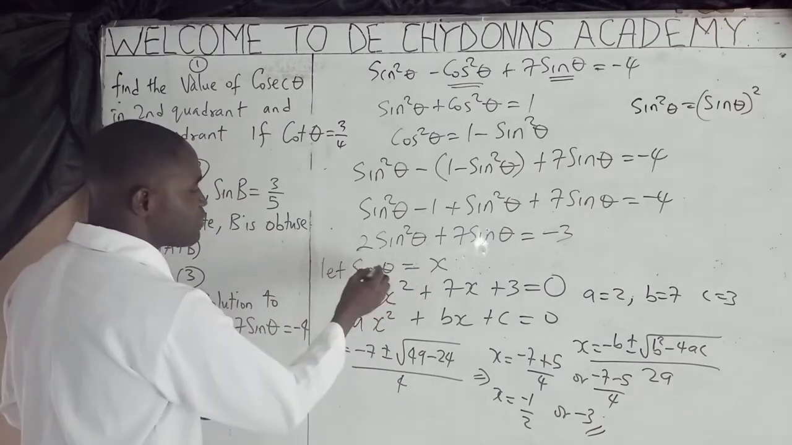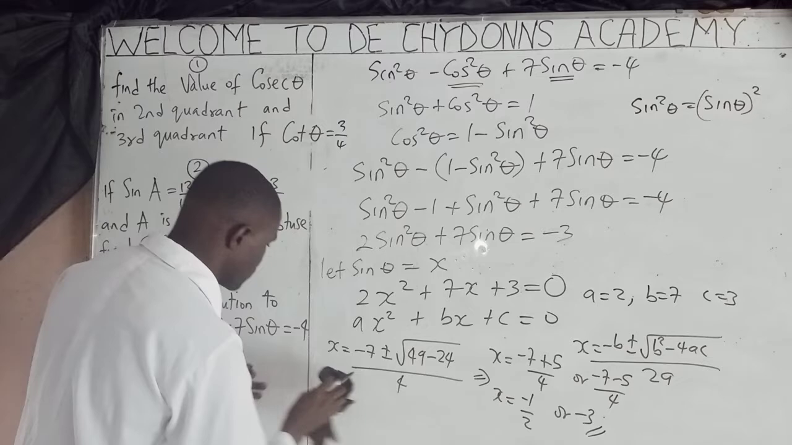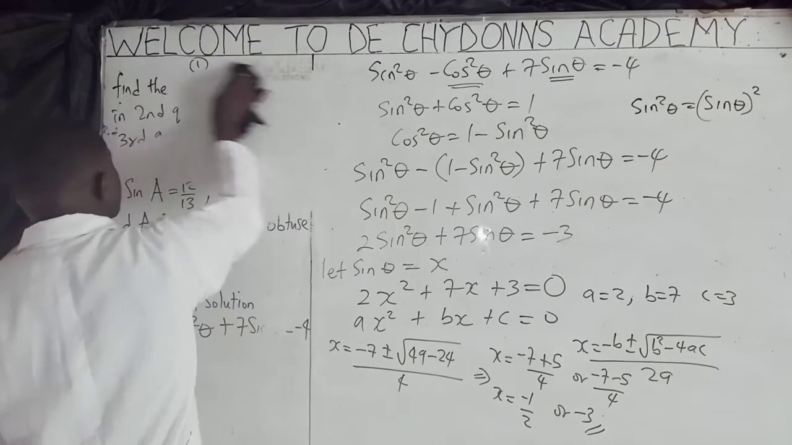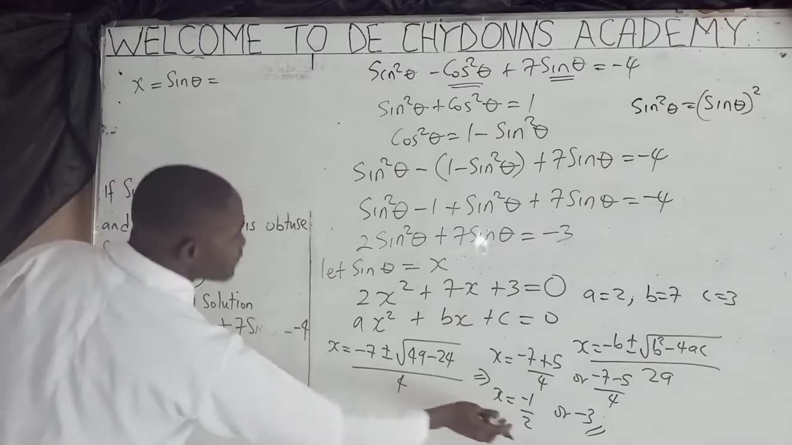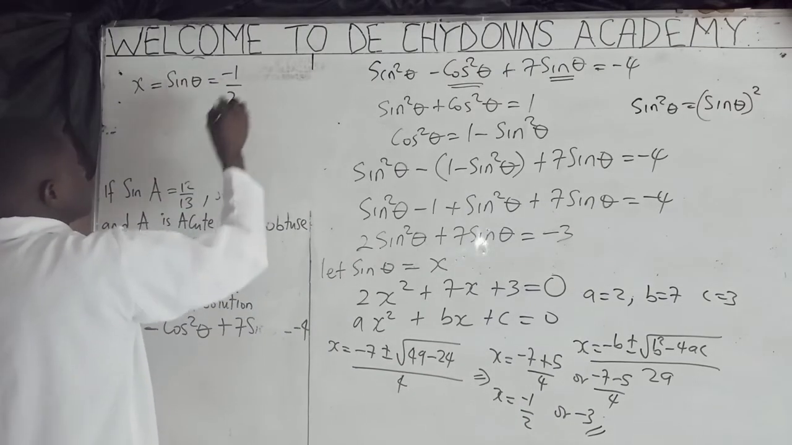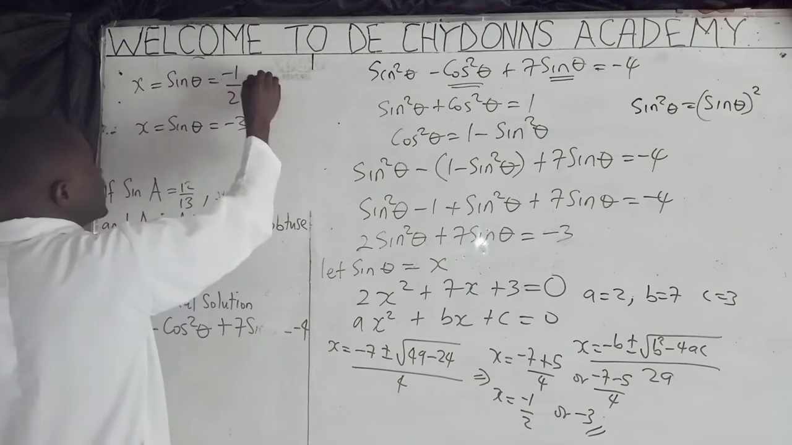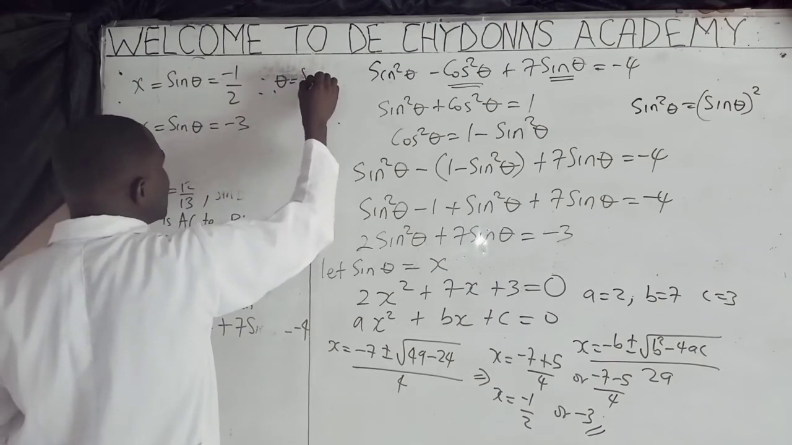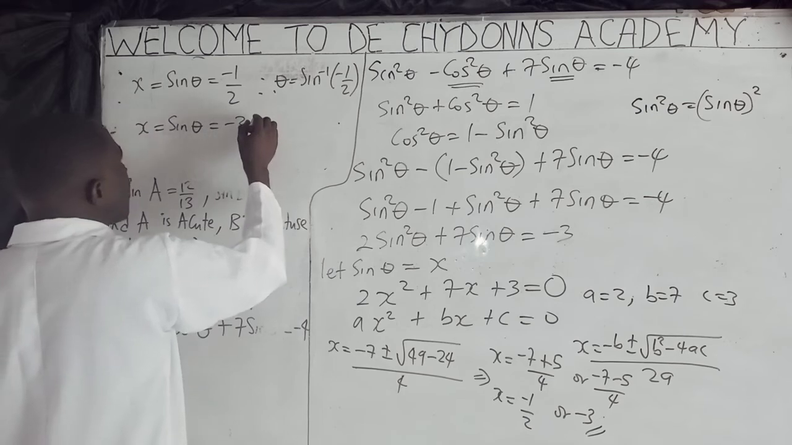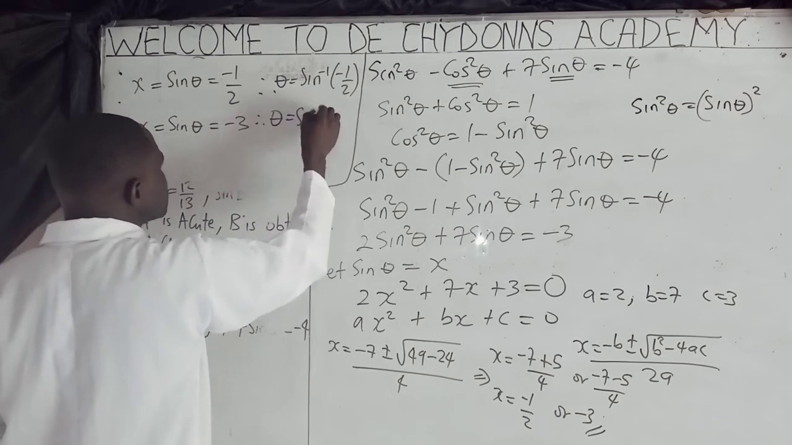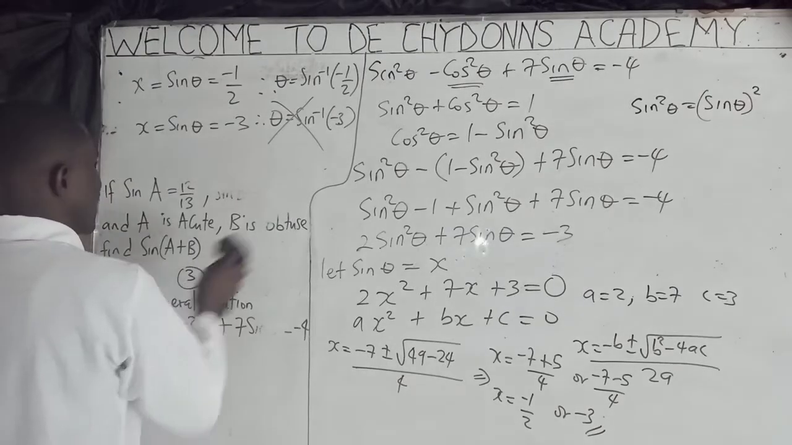Now, since you say let x be sin theta, you say sin theta equals, what is the first value? Minus 1 over 2. Then x equals sin theta equals minus 3. Then this means that theta is equal to sine inverse of minus 1 over 2, whereas this one means that theta equals sine inverse of minus 3. Please, we don't have sine inverse of minus 3. So we take the first one and solve.